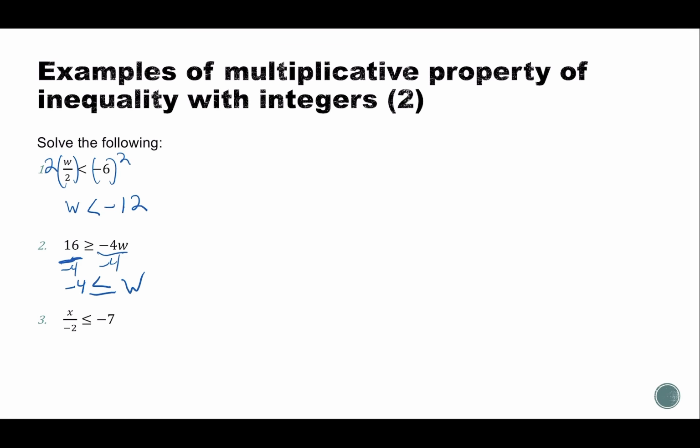In example 3, x over -2 is less than or equal to -7. I have to multiply both sides by -2, so the denominator cancels. I have x is less than or equal to, wait, I made a mistake. What did I do wrong? It's not less than or equal to, I multiplied by a negative, so it's got to be greater than or equal to. So that's why it's important to slow down, even if you've had a lot of coffee, and make sure that you are always remembering to flip your signs.